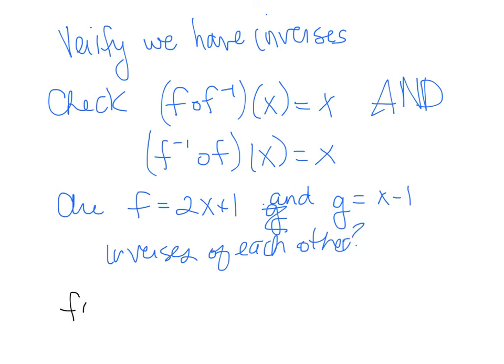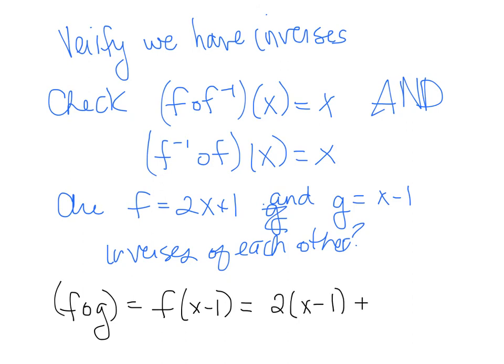So if you start, you might look at f composed with g. That means we want to take f and evaluate it at x minus 1. So we would take 2 times this quantity x minus 1 and add 1. 2x minus 2 plus 1. That's the same as 2x minus 1, which is not equal to x. So the answer is they are not inverses of each other. If we had gotten x, we would want to look at g composed with f as well.